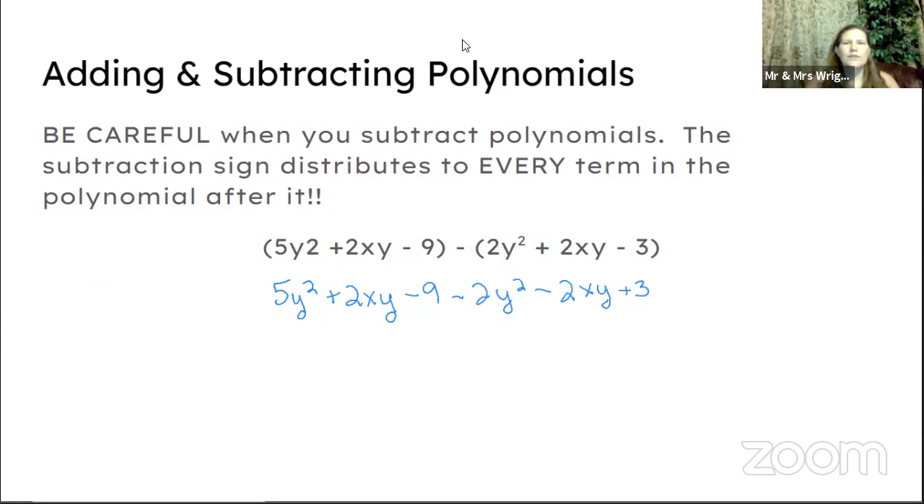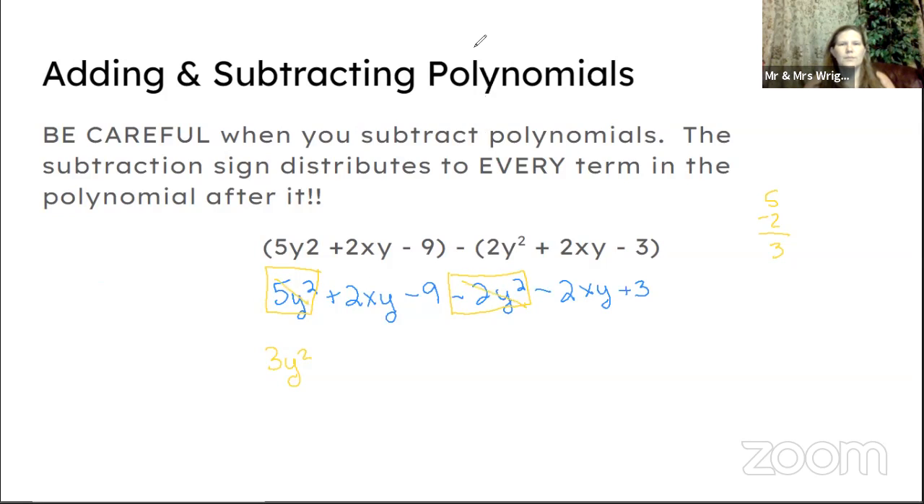So now what we're going to do is look for our like terms. I'm going to start here with 5y squared. Look, here's another y squared, 2y squared. Just double check, make sure there's no other y squared. There's not. So I've got a positive 5 and a -2. So 5 and -2 make 3. So I've got 3y squared.